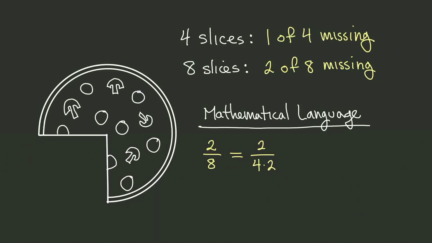Now, I have a 2 in the numerator and a 2 in the denominator, and those can cancel each other out. But when I do this, remember that I really have an invisible 1 sitting here. And so when I cancel those 2's, I'm going to end up with 1/4, which is the other fraction. Okay, so 2/8 and 1/4 are equivalent.